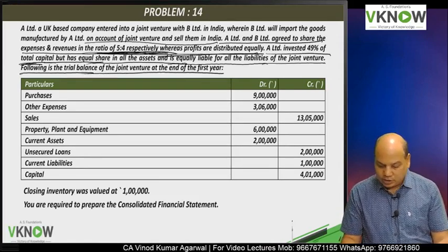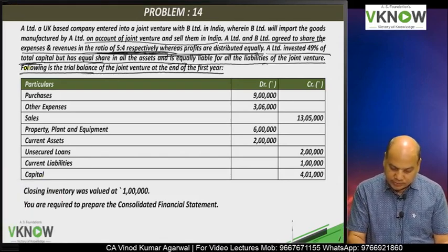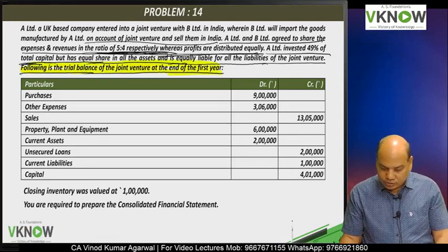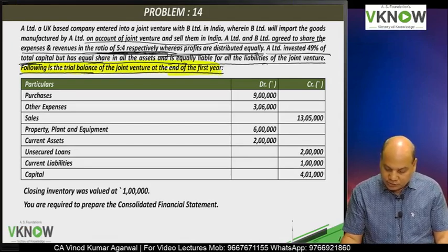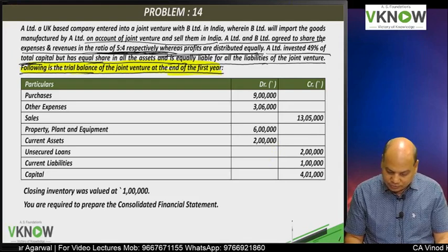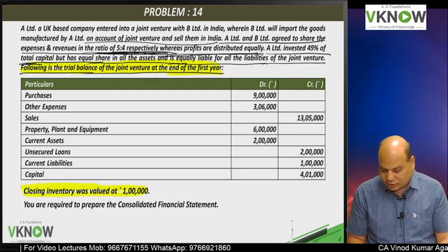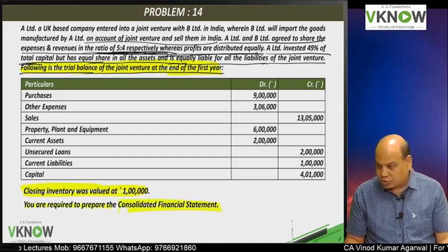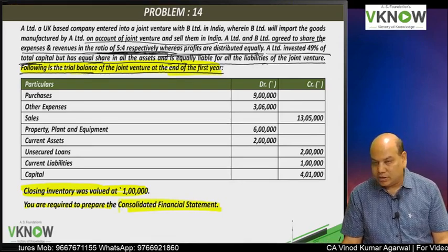Following is the trial balance of the joint venture at the end of the first year. Now they are saying purchase, other expense, sales, property, plant and equipment, current asset, unsecured loan, current liabilities, capital. Closing inventory was valued at 1 lakh. Question is, you are required to prepare the consolidated financial statement.